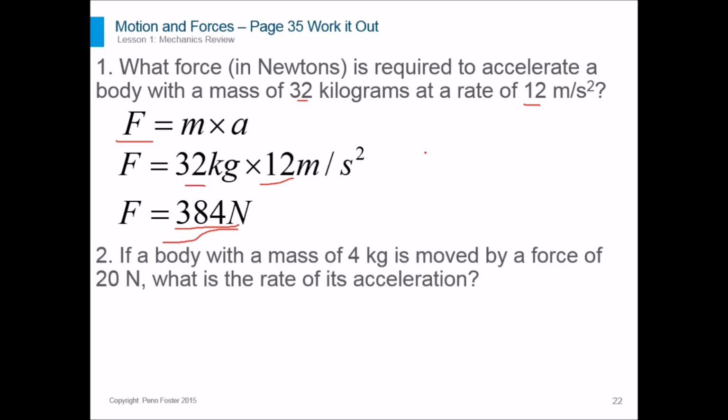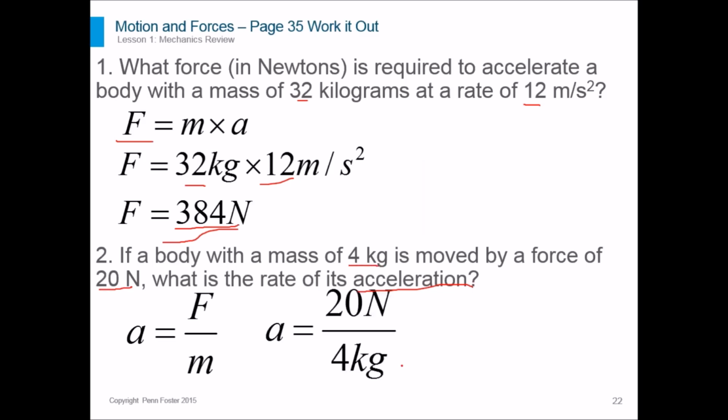Here's another problem that's just with the rearranged version of the formula. In this case, it asks what is the rate of acceleration. So we want the formula that starts with A equals. Acceleration is force divided by mass. So we plug in our numbers for force. So our force was 20, so that's going to go in for the F. Our mass is 4, that's going to go in for the M. So we have 20 divided by 4. And our final answer then is 5. And our unit for acceleration is meters per second squared.